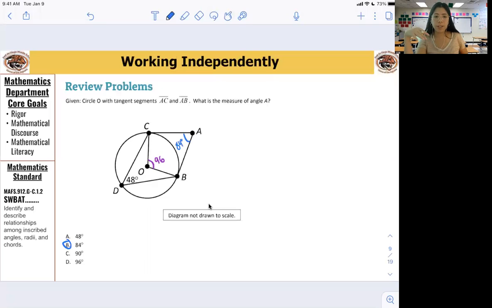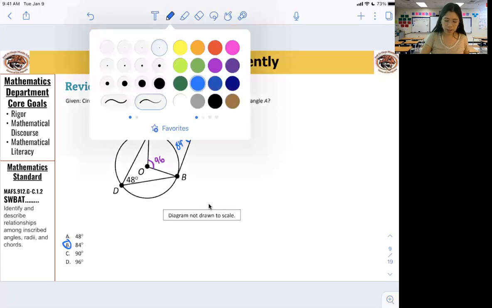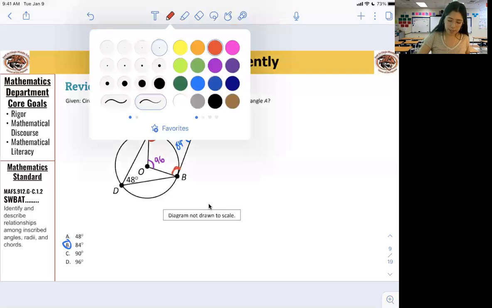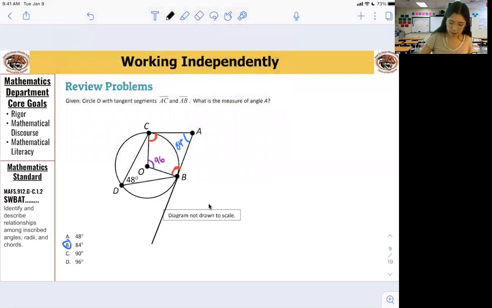So I'm assuming there are no questions. However, I do want to go over one little thing. What type of angle is this one and this one? There's something specific. Those are tangent, right? Because let me extend this line right here. So AB, that's a tangent. AC is also a tangent line. And tangents make a special angle. What type of angle is that? The red ones.